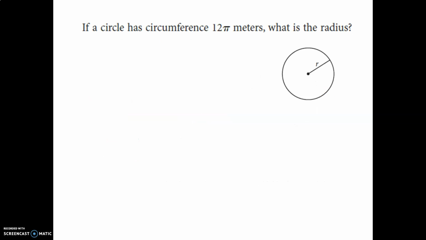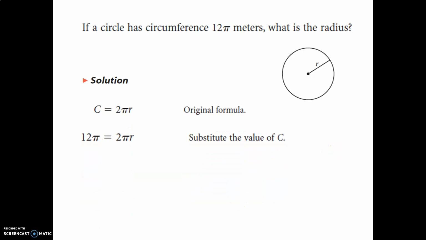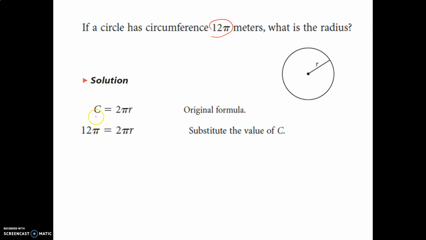In this one, they want me to find the radius if the circumference is 12 pi. So I'm going to use the formula circumference equals 2 pi r. In place of circumference, I'm going to put the 12 pi. So I now have 12 pi equals 2 pi r. If I divide this by 2 pi and this by 2 pi, the 2 and the pi cancel out, and I'll have r. The pi's cancel out, and 12 divided by 2 would be 6. So my answer would be 6 meters.